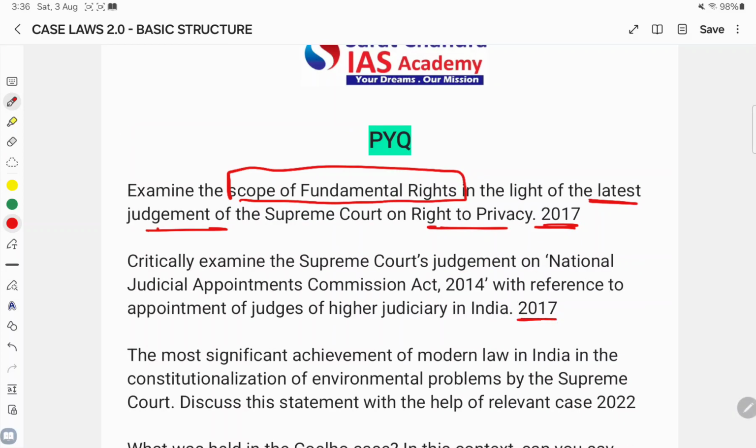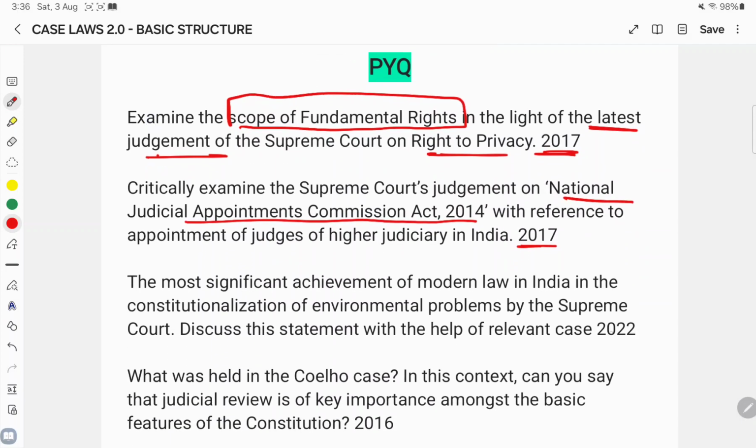Similarly, in the same 2017, UPSC asked about one of the judgments of the Supreme Court, the National Judicial Appointment Commission 2014. It is the case of separation of powers. Then in 2022 also, UPSC asked about the modern laws related to the environment. Similarly, in 2016, a direct question on the Coelho case. So you see that questions are being asked on the Supreme Court judgments directly also.